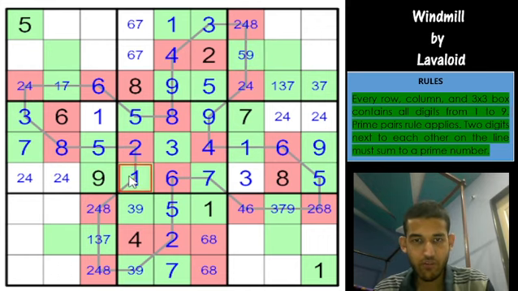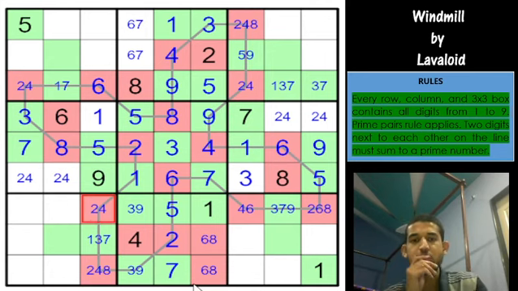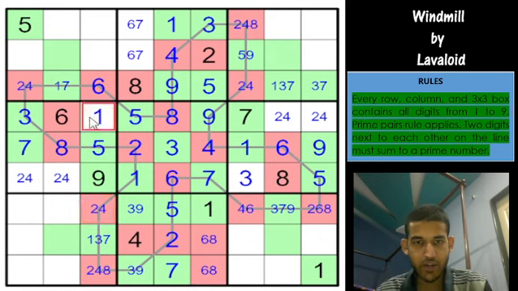Okay, so because you have 1 here, this cannot be 8. That becomes 2, 4. And this 1 removes the 1 from here, so that becomes 3, 7.